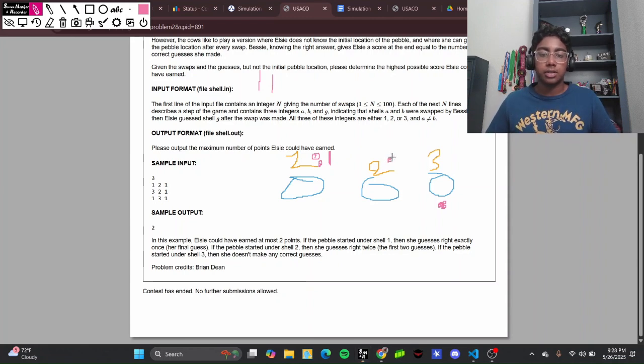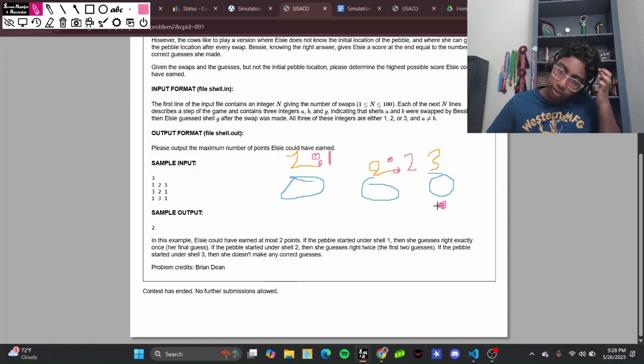So you'll just record this as well. You'll say that the starting position of the pebble under shell 2 gave us 2 points. So you'll save that. And so far you'll note that the maximum is 2 points out of all the starting positions. Now we'll try the starting position being shell 3.